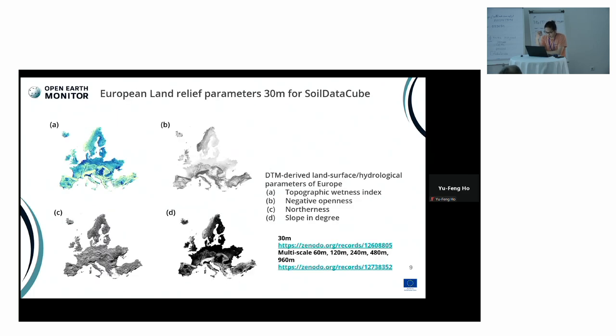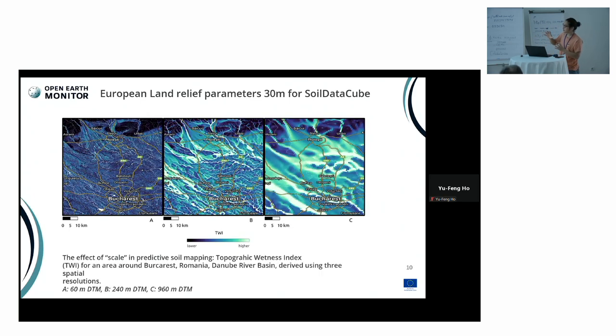And we have also derived the Europe land relief parameters at 30 meters for the soil data cube that we use to map soil type and also soil carbon density. We derived several parameters, and we already put them on Zenodo, so you can download them from there. It's not only 30 meters, but we also apply a Gaussian pyramid to generate multi-scale data, so you can use that, for example, to see the terrain parameters at different scales.